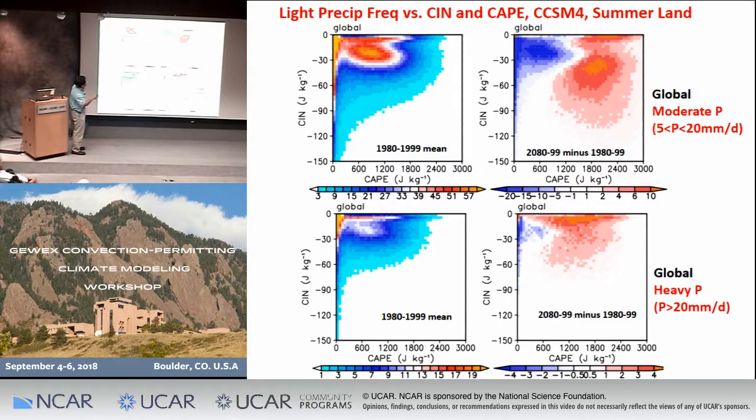We also look at the same frequency change for moderate precipitation and heavy precipitation. The moderate precipitation frequency change patterns as a function of CAPE and SINE also show this type of shift away from low SINE and low CAPE to higher values. And for heavy precipitation, you can see it's almost universally increased. There is a little bit of decrease over here towards the higher CAPE. It always happens at the low SINE conditions.